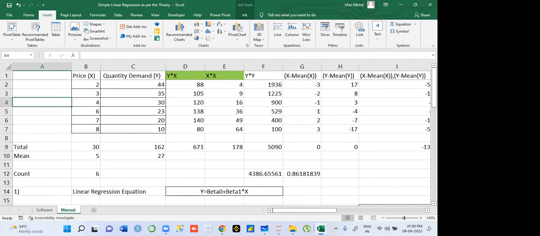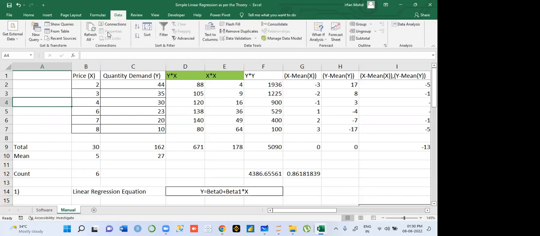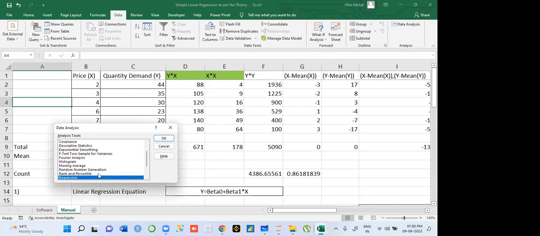Clear? All 5 steps clear for you? Any doubt in any steps? You have done it on pen and paper. I have shown it in software for you in Excel. We can do the same in Python. We can do it in R. We can do it on any platform. The process of working will remain the same. ANOVA table, data analysis.